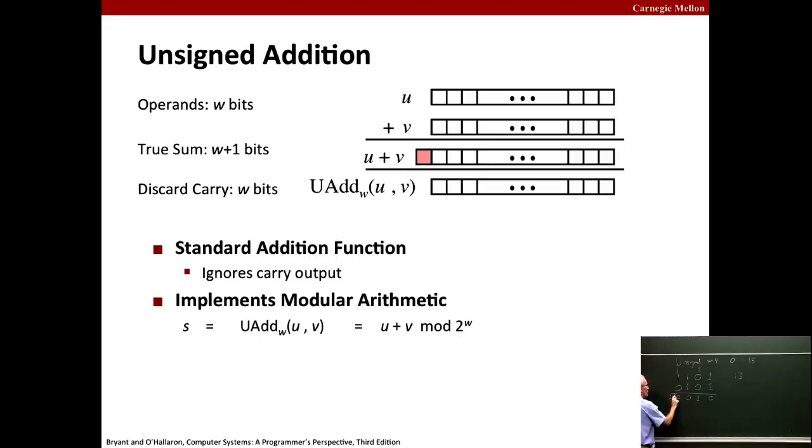So in principle, to represent the sum, 18, you need 5 bits, not 4. But we're just going to conveniently drop that bit and say that this is actually 2, which of course is what 18 modulo 16 is. So the unsigned case is really pretty straightforward.